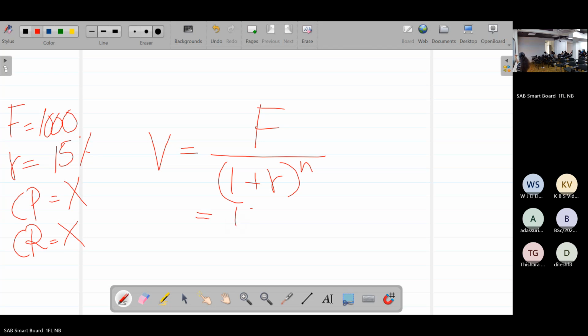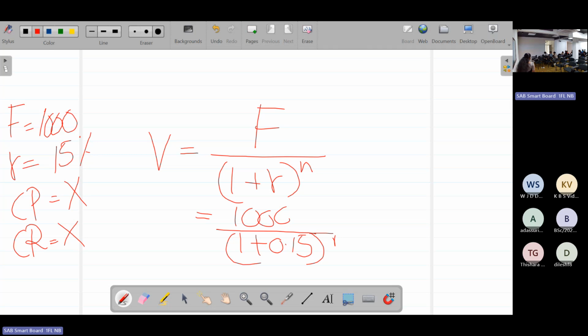Right. Face value divided by 1 plus R to the power n. Face value 1,000 divided by 1.15 to the power 1. What's the value? 869.56. Right.